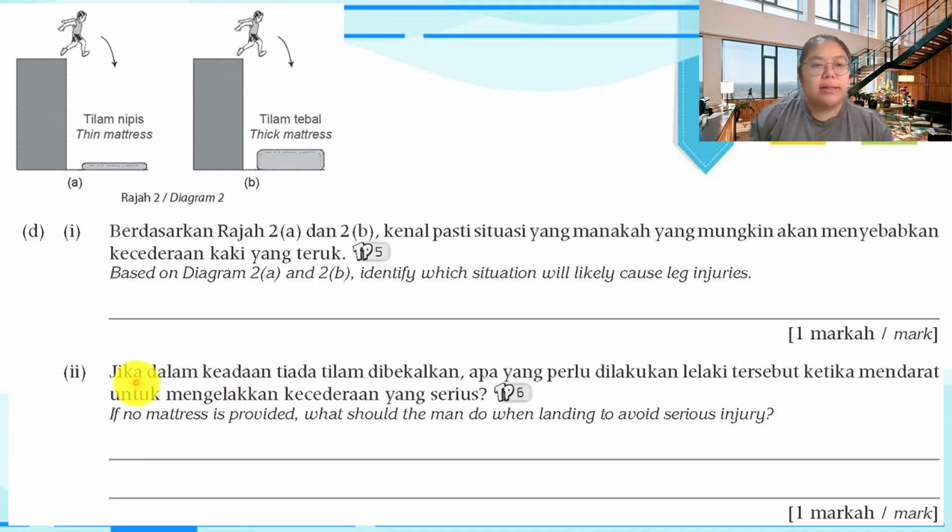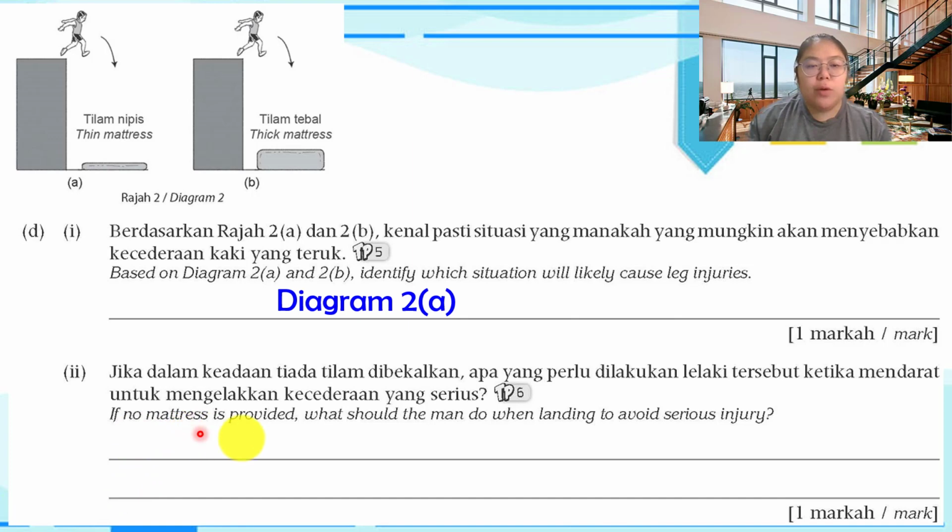Okay, the next part is D. Based on diagram 2A and B, identify which situation will likely cause the leg injury. So from here we find it's sure to be the thin mattress, because with a thin mattress the time taken becomes shorter. So the answer is A, diagram A.